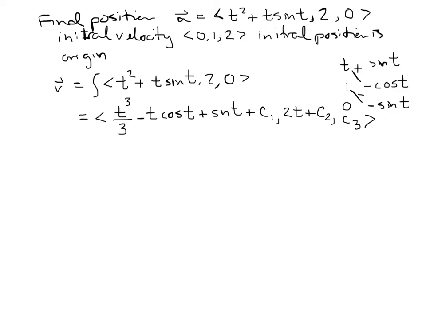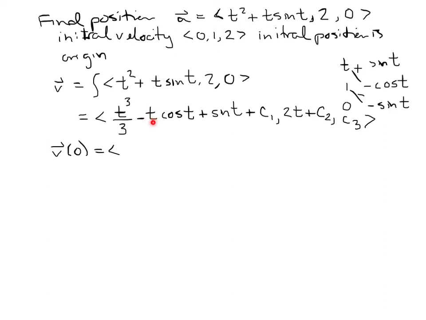All right, now what we need to do is use the initial velocity and find those constants. So initial velocity is the velocity at 0. So I'm going to plug in 0 for all the t's here. T cubed, that would be 0.